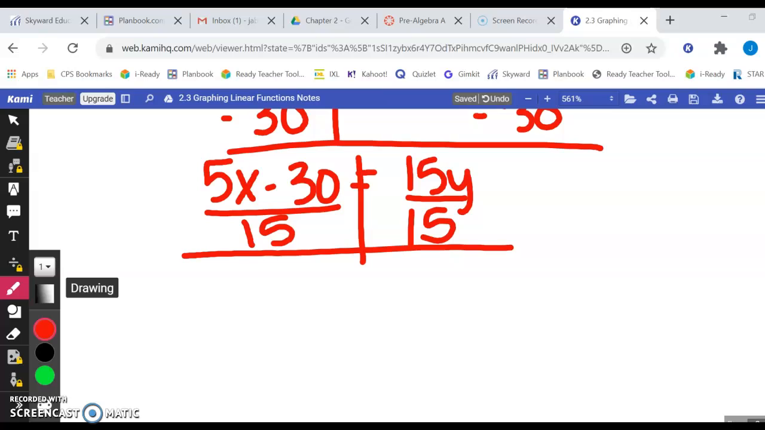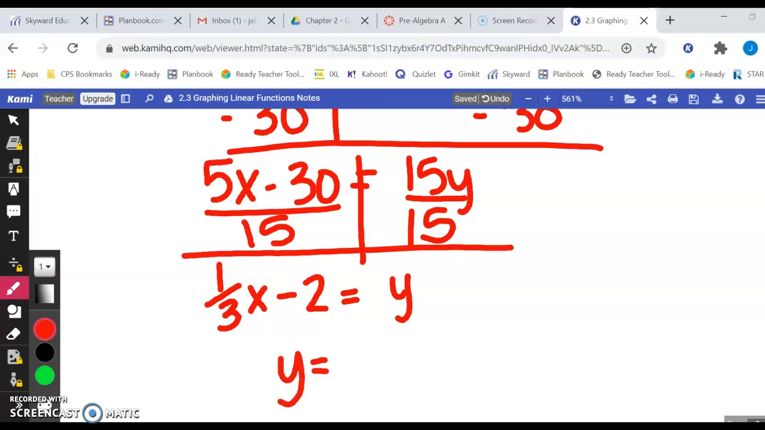5 divided by 15 doesn't simplify down to a whole number, but I can reduce it if you think about it as a fraction. 5 over 15 would be 1 over 3x. And negative 30 divided by 15 would be a negative 2. And then we would just have our y left. So I am going to flip this around so it's y equals 1/3 x minus 2.